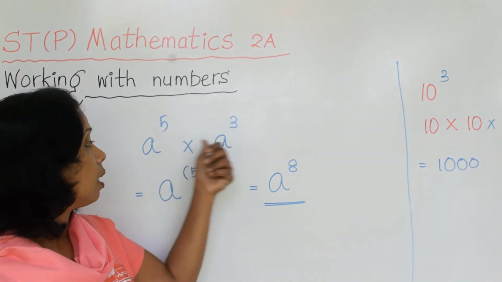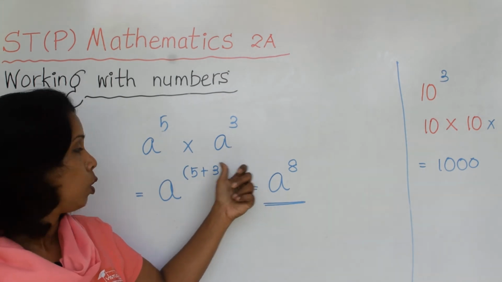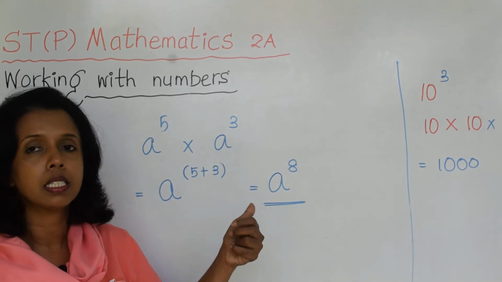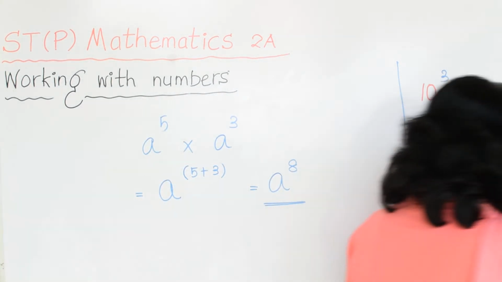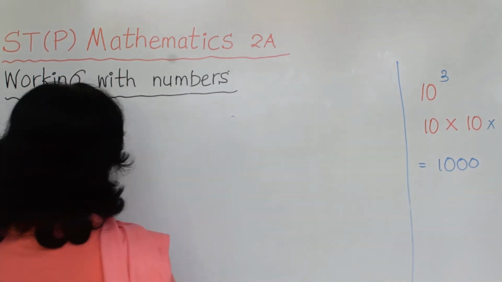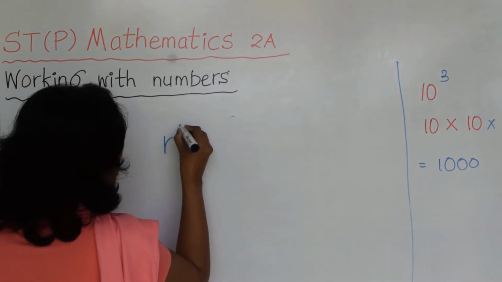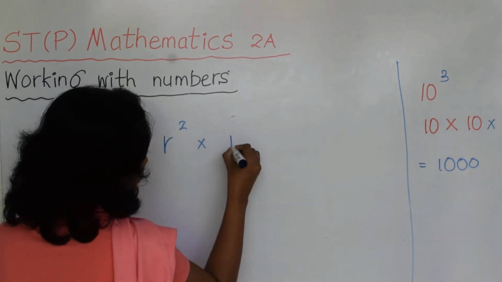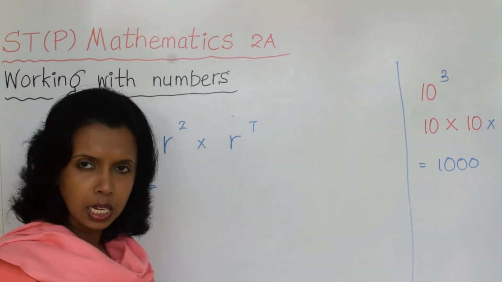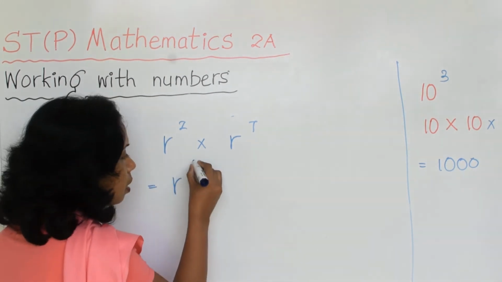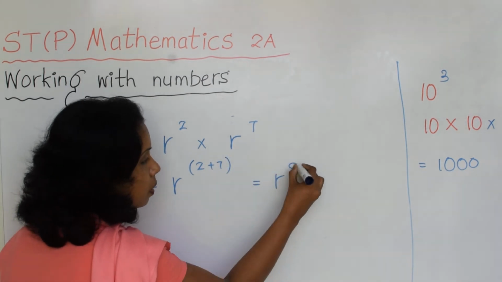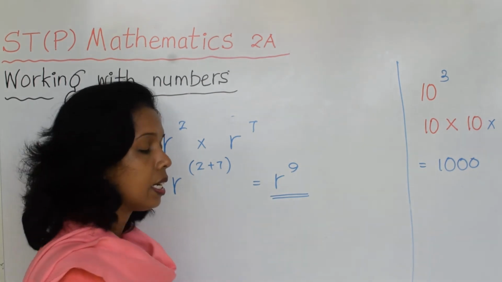If the bases are the same, you take that base and add the indices, getting the answer, right? Okay, so if it is r to the power 2 times r to the power 7, what do you want to do, children? The base value is r, and here 2 plus 7, it is r to the power 9. So that is the final answer.